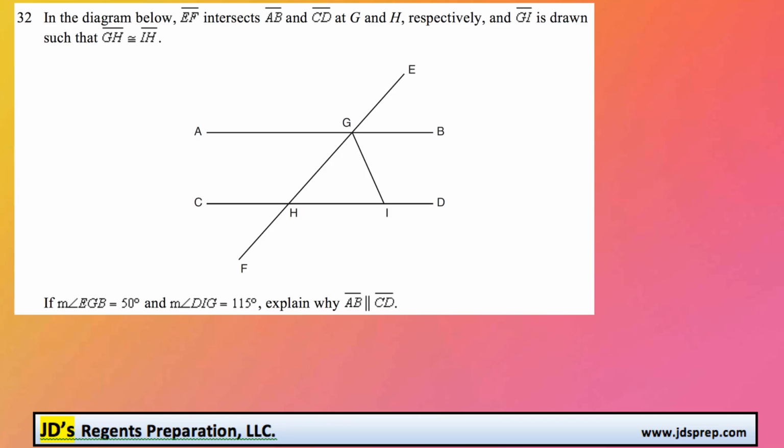Welcome to problem number 32 from the June 2015 Geometry Regents exam. In this question, we're trying to explain why the lines AB and CD are parallel. Now, there is some information given to us.